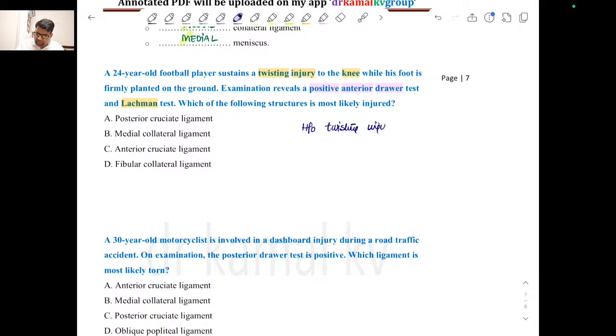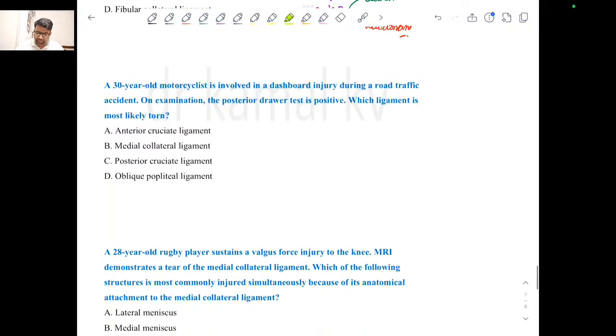twisting injury. Clear? After this, the clinical tests are positive. So positive anterior drawer test and a positive Lachman test. So this is a classical case of anterior cruciate ligament injury, and we are checking anterior translation of the tibia over femur. Chalo, next question.